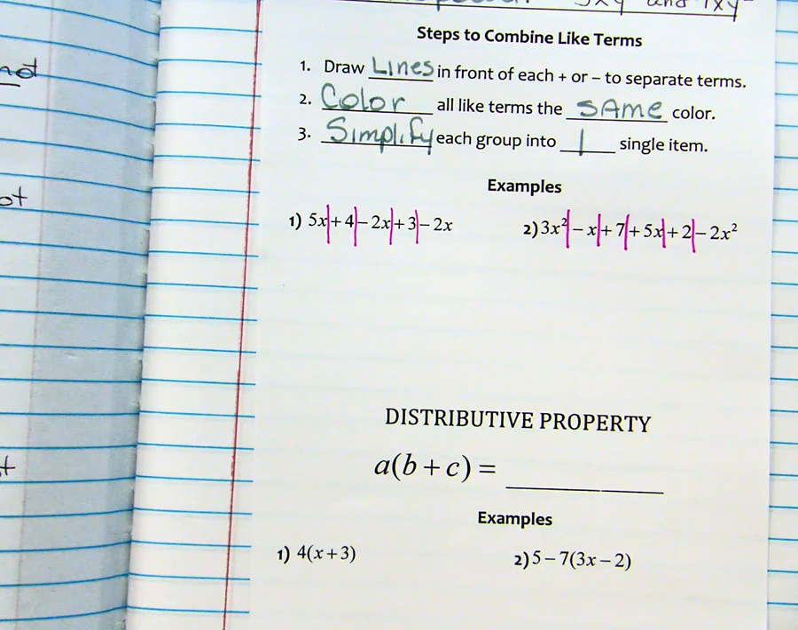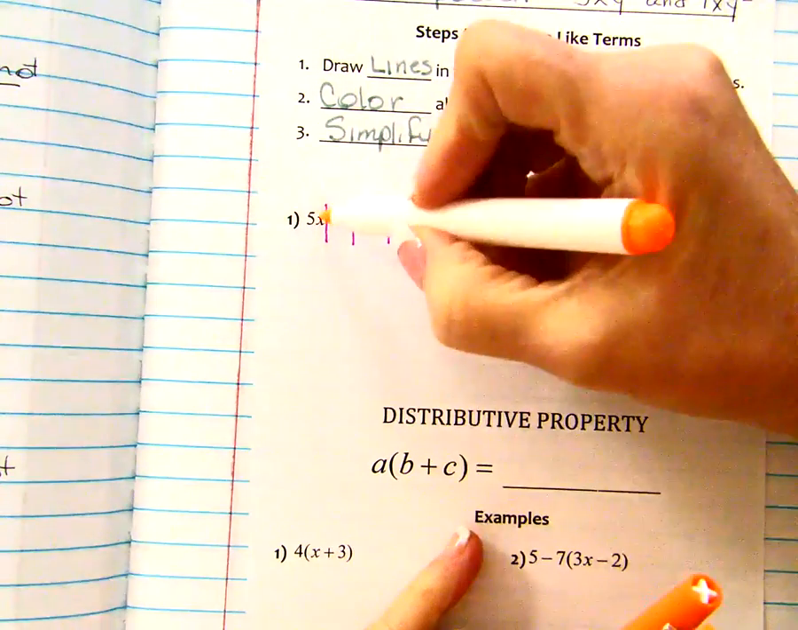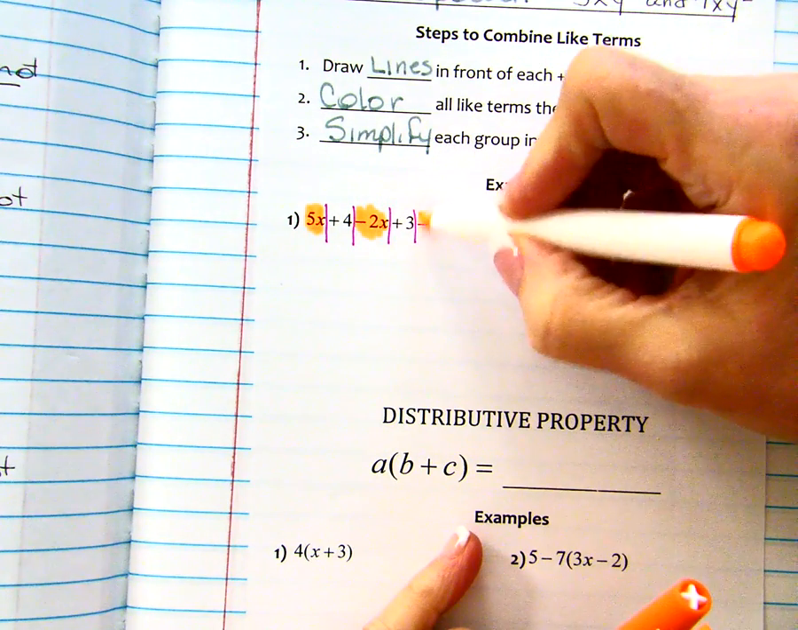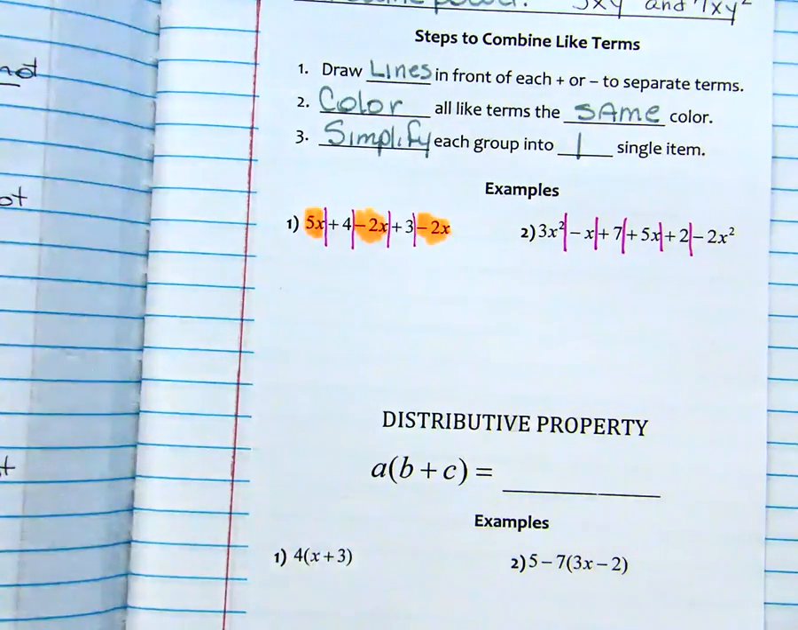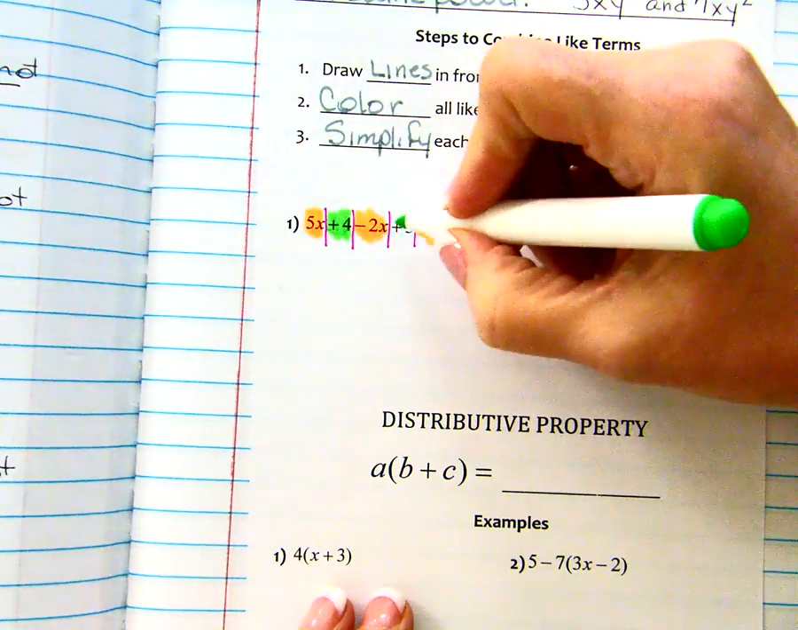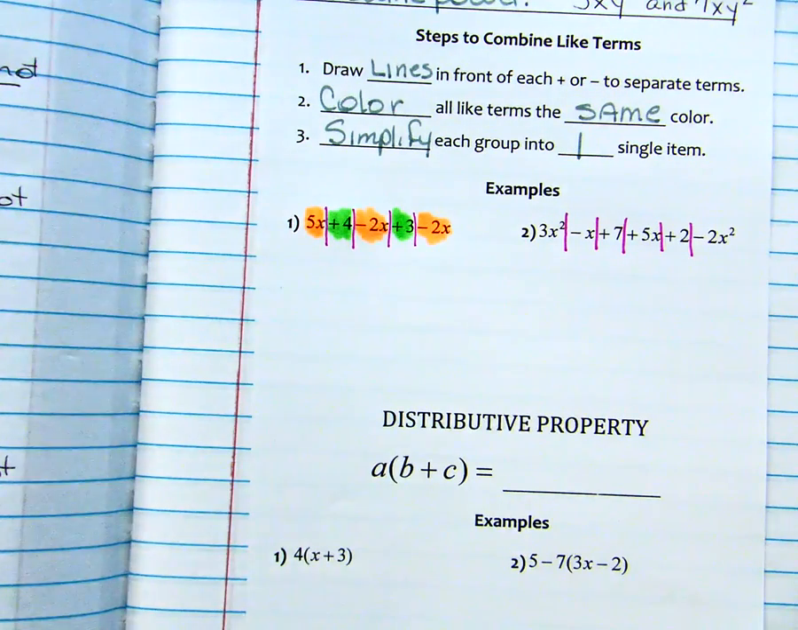Okay, so what we're going to use now is orange for me. I'll use orange and green for this first example. I'm going to put my x terms, and I'm going to color all of those terms orange. So there's a 5x, here's a negative 2x, and a negative 2x. The constant terms are what we call those numbers that don't have any variable associated with them. So we have a positive 4 and a positive 3.